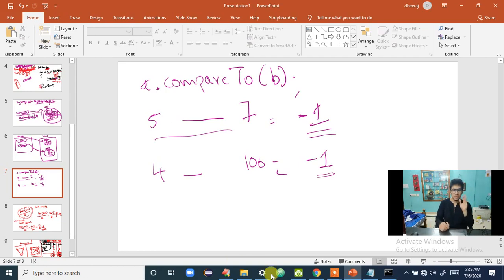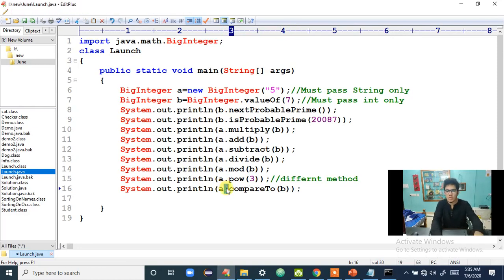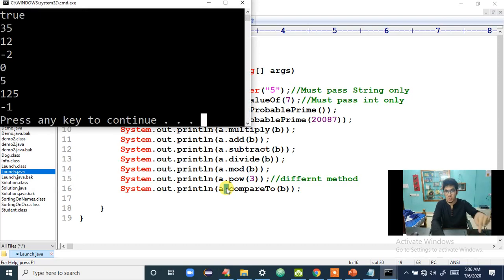Watch here, I'll be explaining in the code. So I have to use the dot compareTo method. What's the A value? 5. What is the output of the compareTo method? If the output is minus 1, you have to understand that the first number is smaller than the second number.